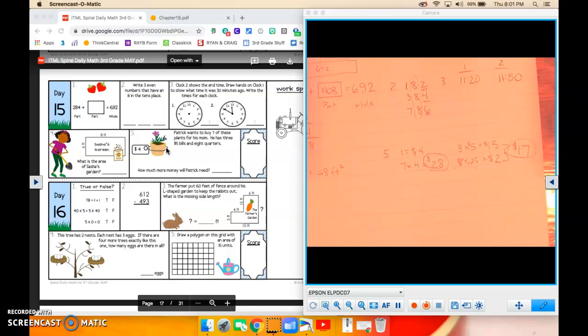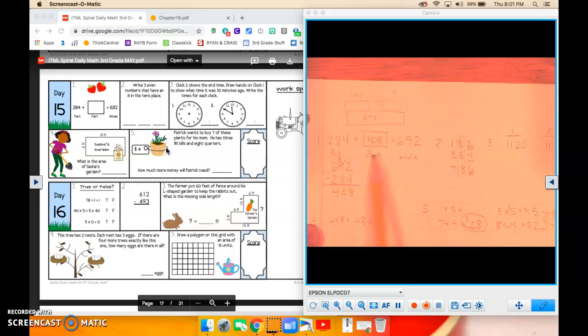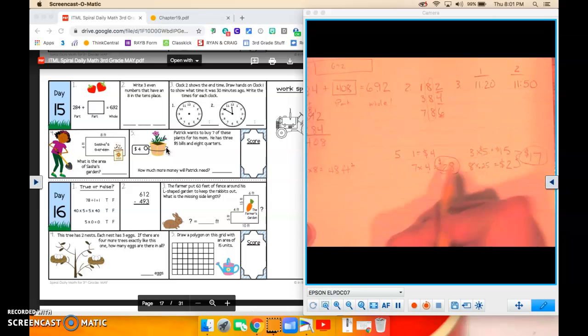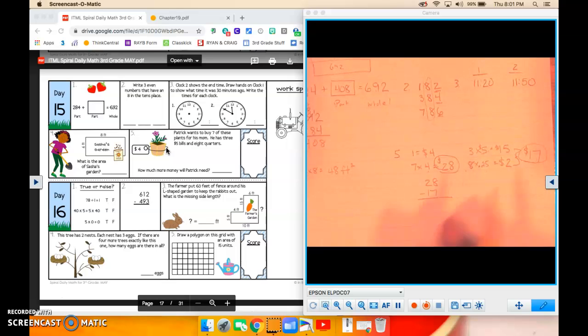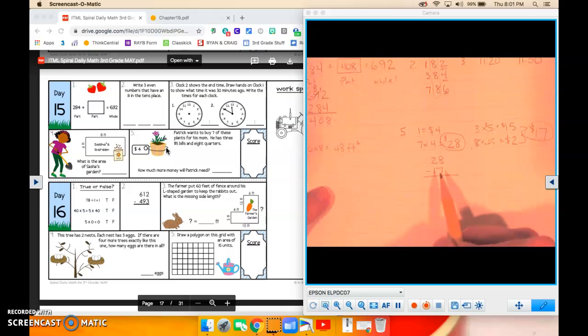Okay? And then we look at how much it cost for those 7 flowers. So $28. Well, how much more money will Patrick need? So again, back to our part whole here. The whole is $28. One part is 17. Okay? And what's missing is the other part, what he needs to get in order to buy those for his mom. So we're going to subtract. 8 minus 7 is 1. 2 minus 1 is also 1. So he needs $11 more in order to buy those 7 flowers for his mother.